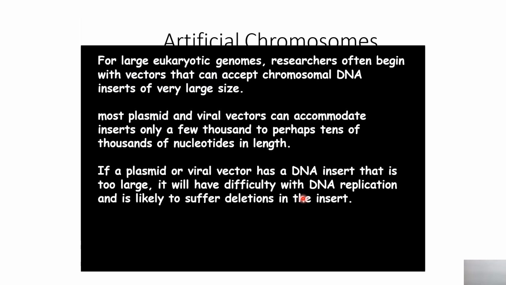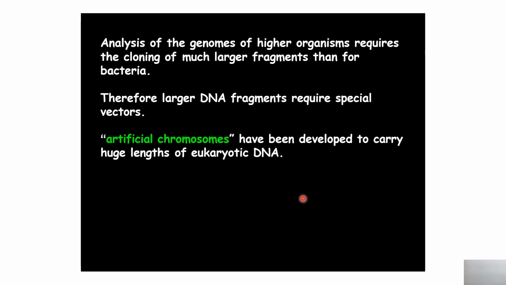Now we come to artificial chromosomes. For large eukaryotic genomes, researchers often begin with vectors that can accept chromosomal DNA inserts of very large size. Most plasmid and viral vectors can accommodate inserts only a few thousands to perhaps tens of thousands of nucleotides in length. If a plasmid or viral vector carries a DNA insert that is too large, it will have difficulty with DNA replication and is likely to suffer deletions in the insert.